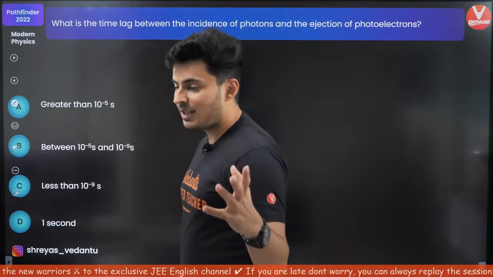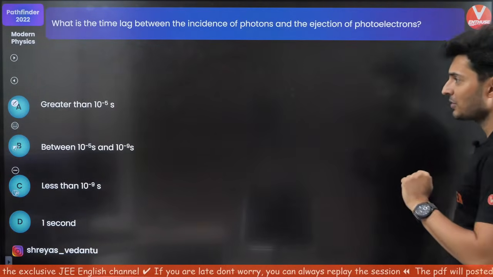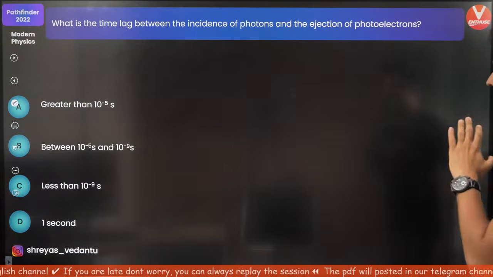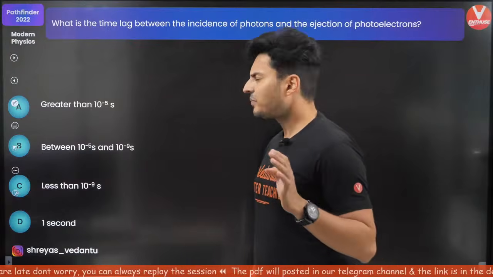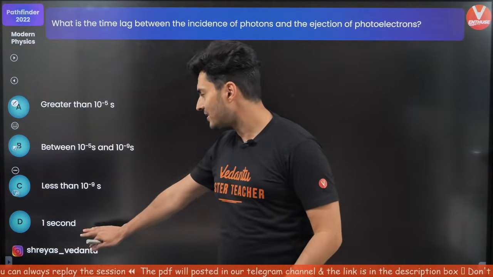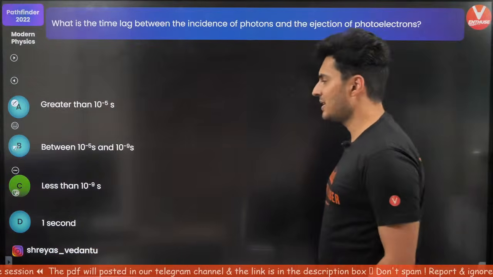Okay, let's see. Jagdish is saying B, Ramya is saying C, Anish also saying C. Interesting. Students are confused. What is the time lag between the incident photons and the ejection of the electrons? Let me tell you, it is very quick. It is definitely not going to be 1 second. In fact, it is so quick that it is less than a nanosecond.